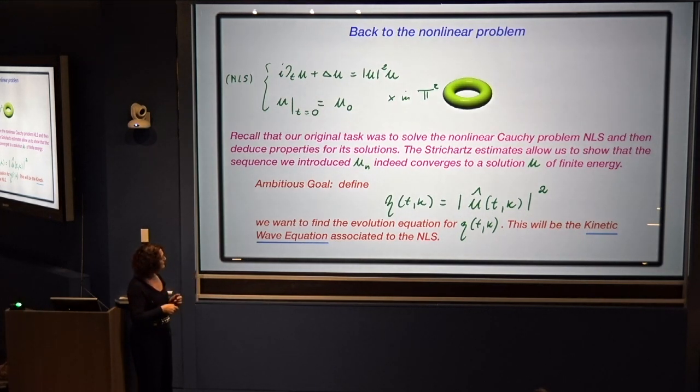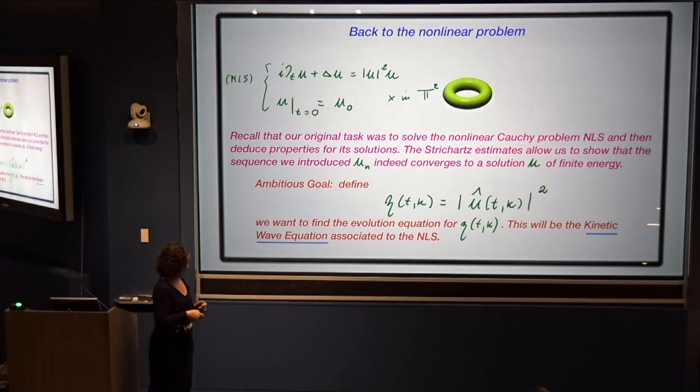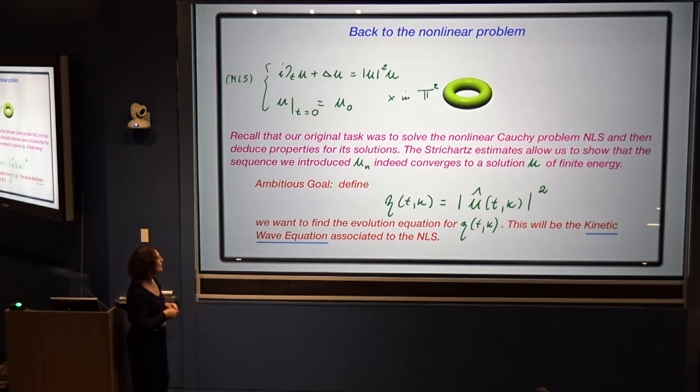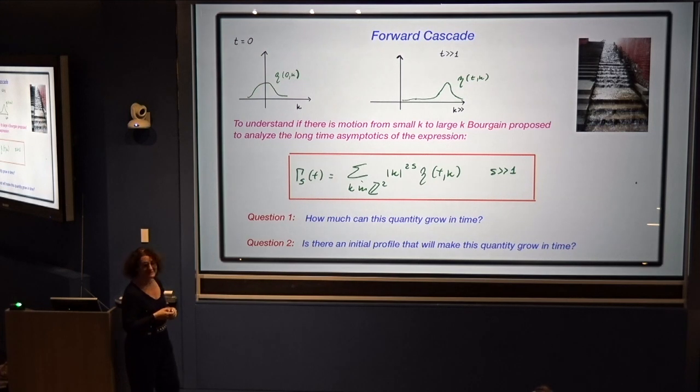So for me, this eta_k, which is the magnitude of the Fourier coefficient squared, is the energy density. And of course, we would love to have an equation that this energy density satisfies. That's, in fact, the kinetic wave equation. But that's too ambitious for now. I'm going to go back to that towards the end of the talk. So I'm going to do something a little bit easier.